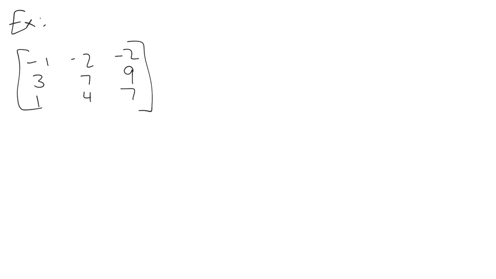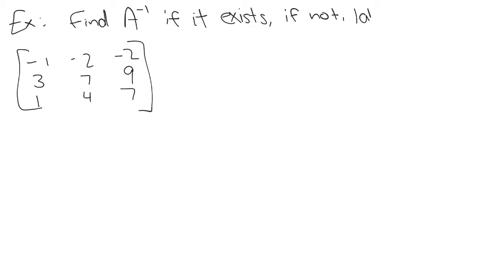All right, here's your example. You need to go ahead and find the inverse if it exists. If it doesn't, label it as singular. And we've done 2 by 2s up until now, and this is a 3 by 3.